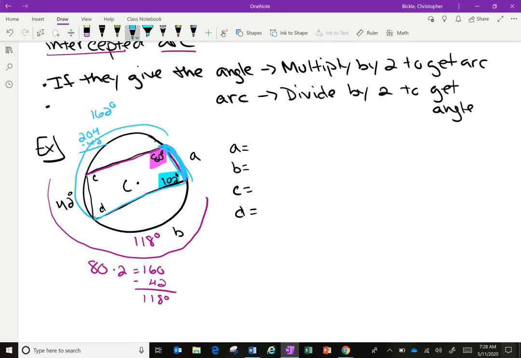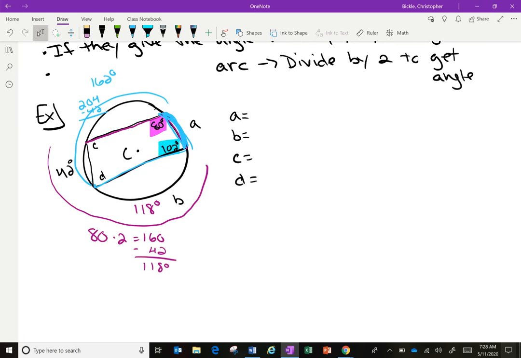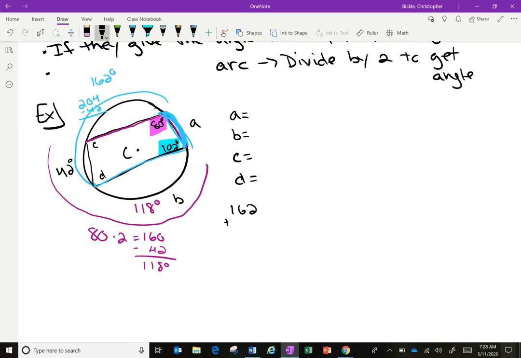So I know I'm drawing all over this thing. But I've got this part on the top is 162. I got that next part is 42. I've got the other side is 118. When I add all those up, I've got 322. But I know there's 360 in the circle. So 360 minus the 322 has to leave us with 38 degrees. So I know A is 38.